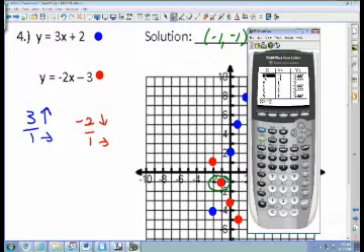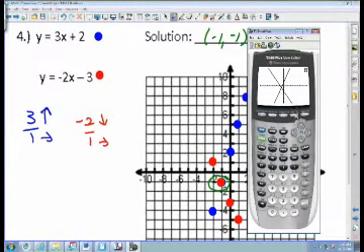So when I go back up here to the calculator and go to y equals, I'm going to clear those out. In y1, I'm going to put 3x plus 2. And in y2, I'm going to put -2x minus 3. Remember, press graph. Make sure that they are looking the same. Okay? They do look the same.